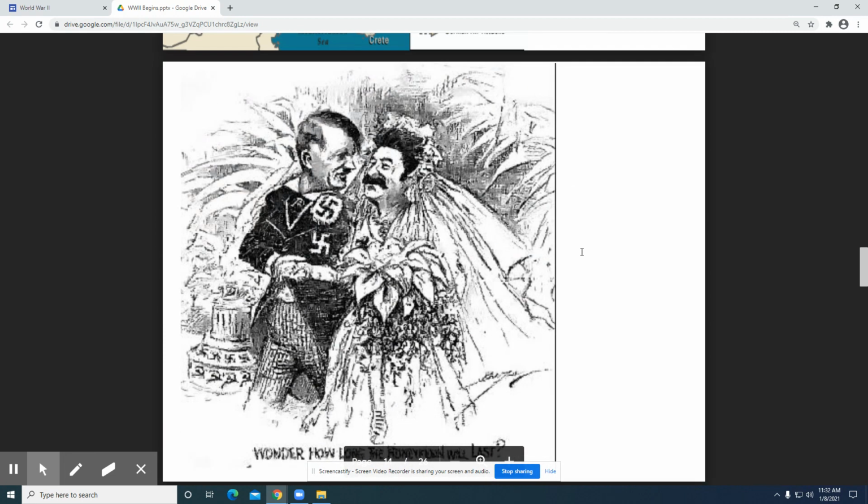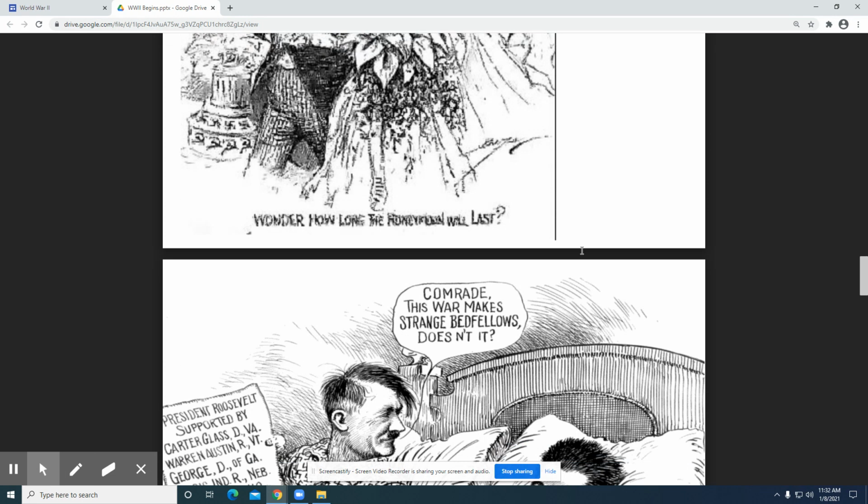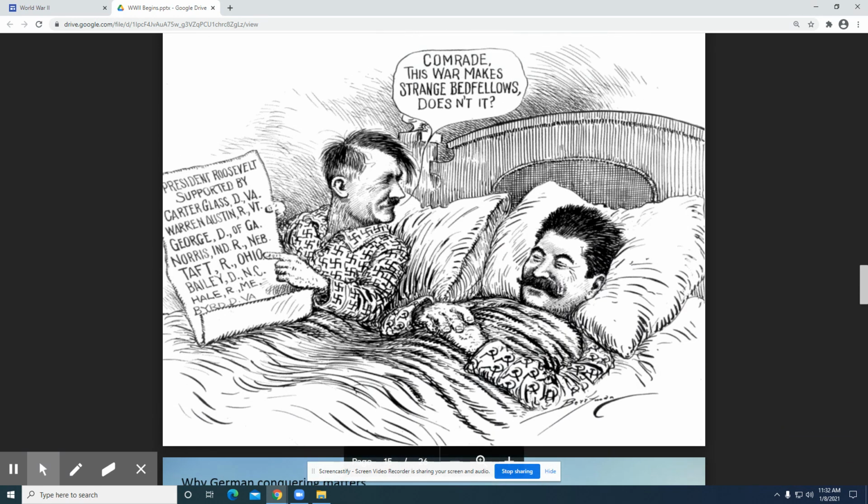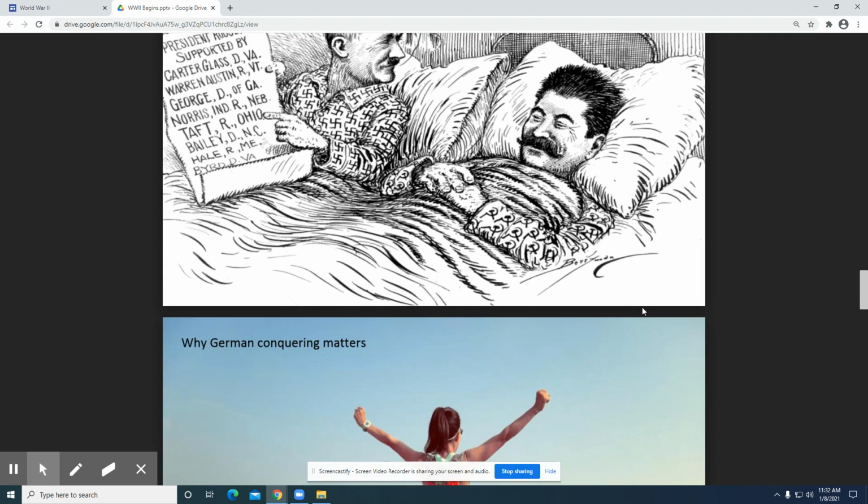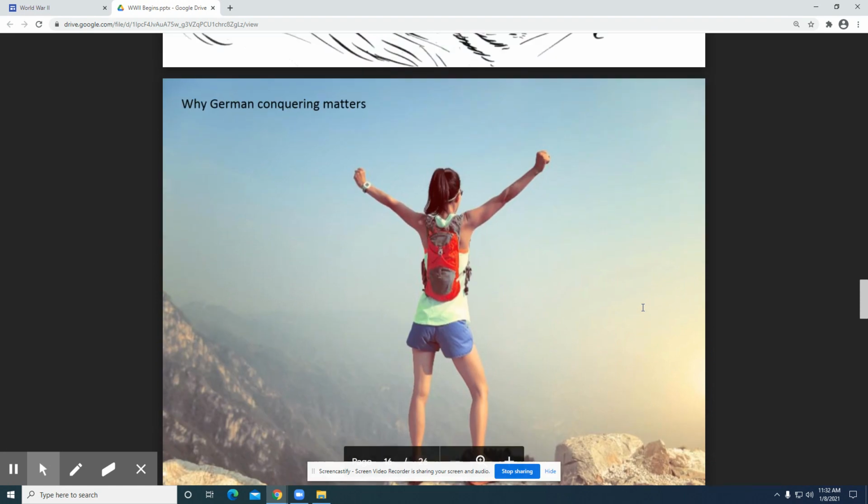Okay, let's move on to the next political cartoon showing the marriage with the temporary alliance between Stalin and Hitler. Here you go. I don't know what to say about this. It definitely seems homophobic, but I'm going to move on.